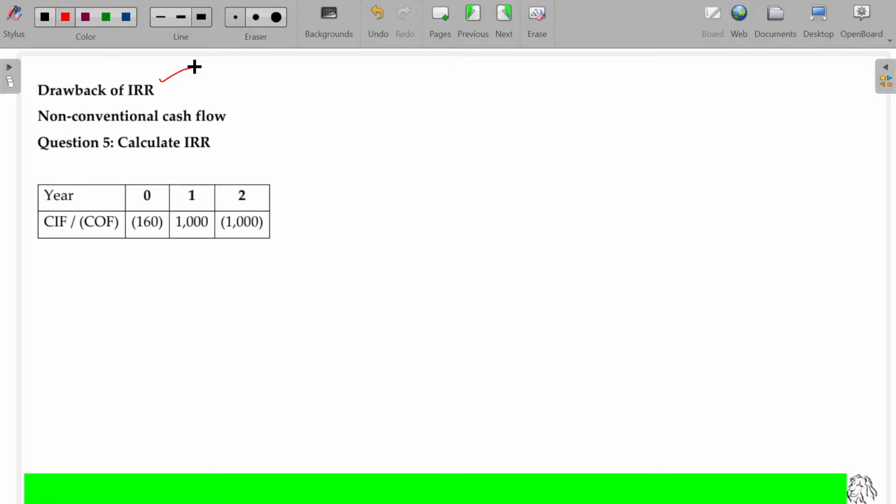Drawback of IRR. If we have a conflict between IRR and NPV, you have to depend on NPV only. IRR will be the second choice. As per the NPV, A seems to be better. As per the IRR, project B seems to be better.